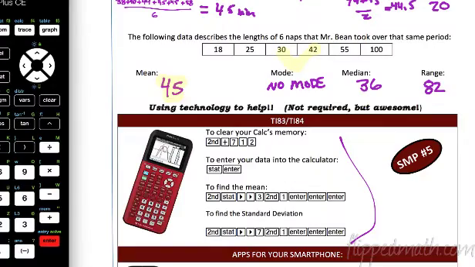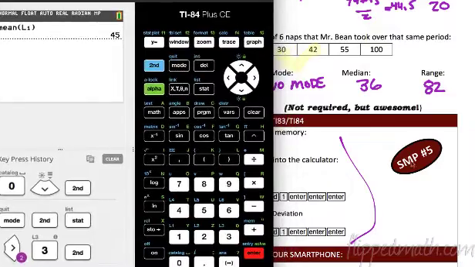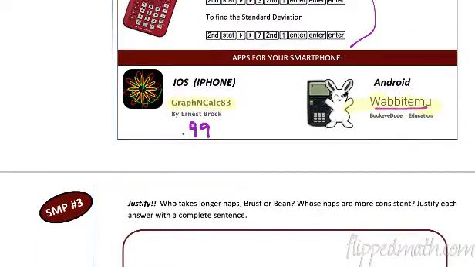If you don't have a calculator, that's fine. Just do it by hand. It's not a big deal. But if you have a calculator, it saves you time, a little bit of energy. If you want to check out those smartphone apps, then you're good to go there too.